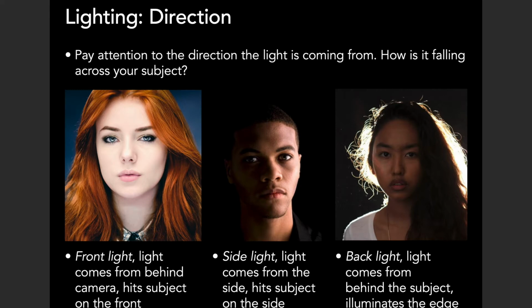Notice what it does. So light can come from different directions. So how is the light falling on your subject? So when we talk about directional lighting, there are some different kinds. Front light means that the light is hitting your subject in the front. What this also means is that as a photographer, if you're facing your subject, the light is coming from behind you, behind your camera, so that it can hit the subject in the front.